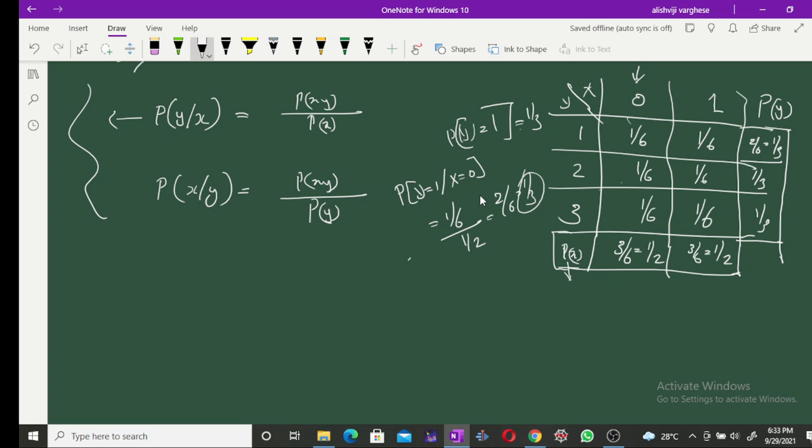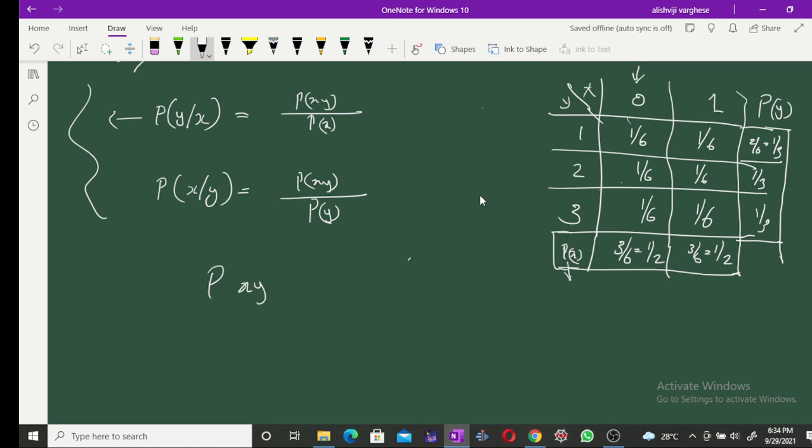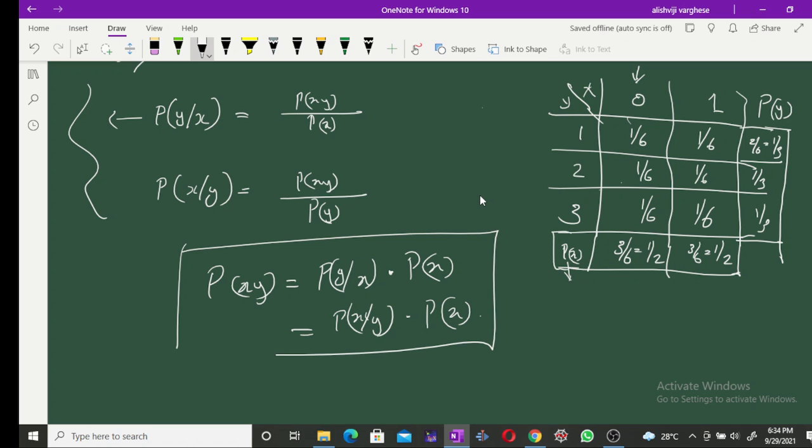So there we get another probability density function, which is known as the conditional distribution. And this expression can be rewritten in a much more useful form as p of xy is equal to, if we cross multiply, p of y given x into p of x. And at the same time, it is equal to p of x given y into p of y. So this is usually referred to as the product rule.